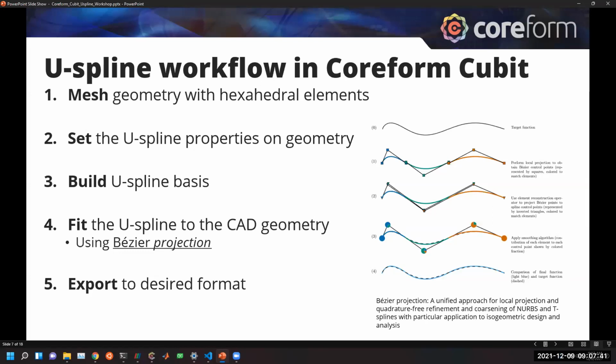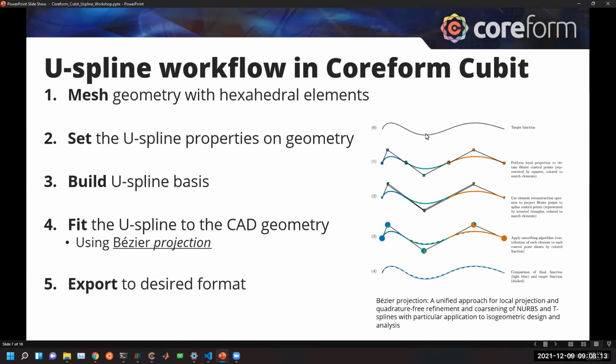We're going to then set the U-spline properties on the geometry that we've meshed. We then build the basis. And then there's this other concept of now fitting the U-spline to the CAD geometry that diverges a little bit from traditional FEA, which uses these low order elements that interpolate the geometry, and there's no need to fit. In our case, what we need to do is a technique called Bezier Projection.